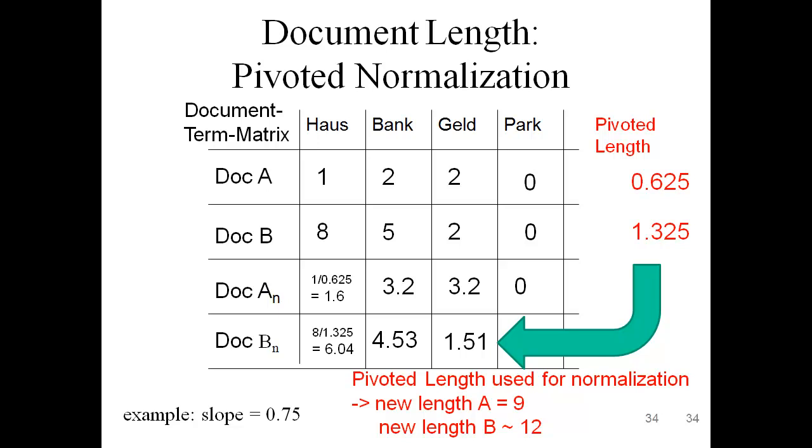Doesn't look correct, that's true. This looks correct, but here we have 6, 7, 8. Yeah, should be 8. That's wrong. Good, so you saw the mistake. Hopefully I can correct it. So that is the pivoted length normalization.